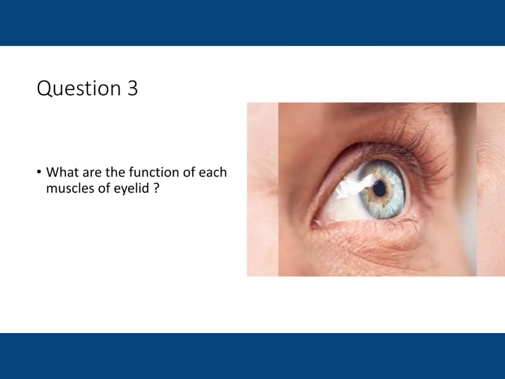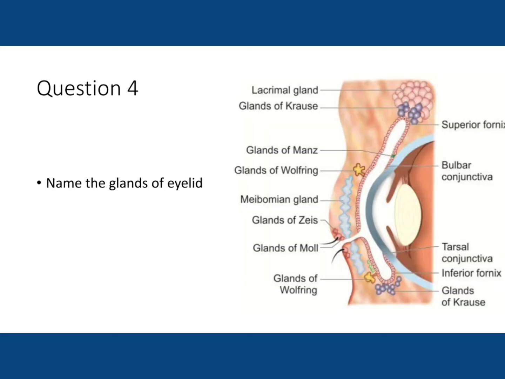Now in this picture you can see this person has an open eye. Here two muscles are working, LPS muscle and Müller's muscle. Both are acting on opening or elevation of the upper eyelid. Müller's muscle also works in lower eyelid opening. Failure of this LPS or Müller's muscle will lead to ptosis, that is the drooping of the upper eyelid.